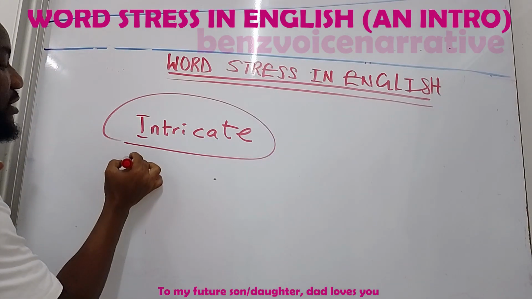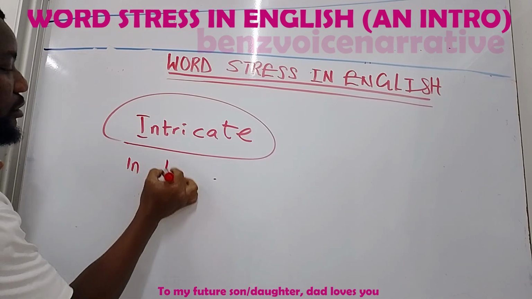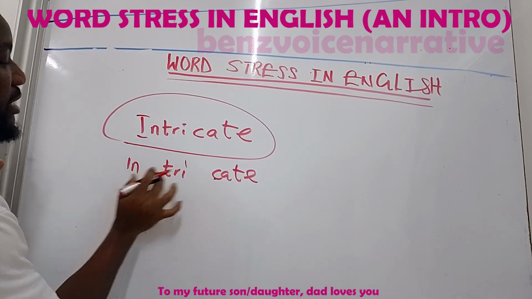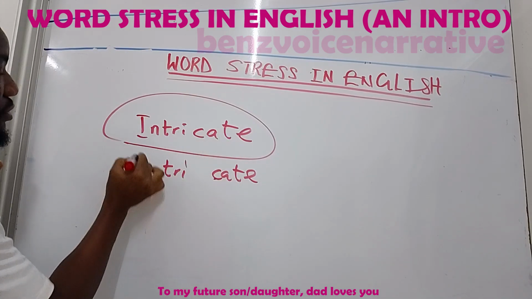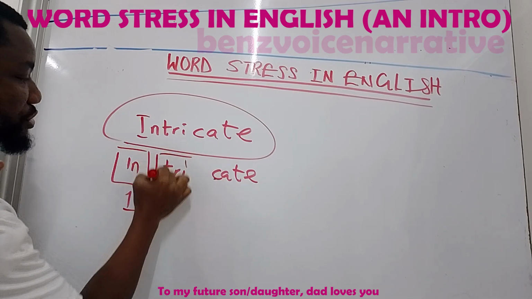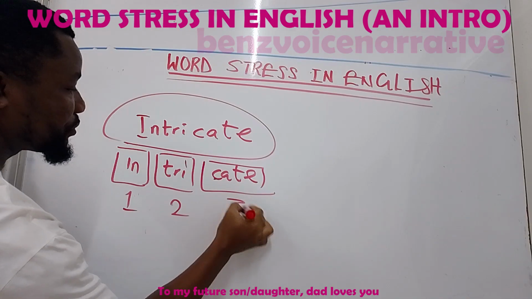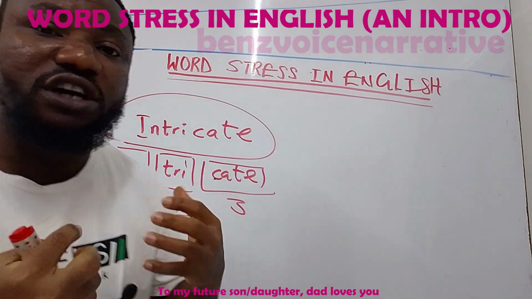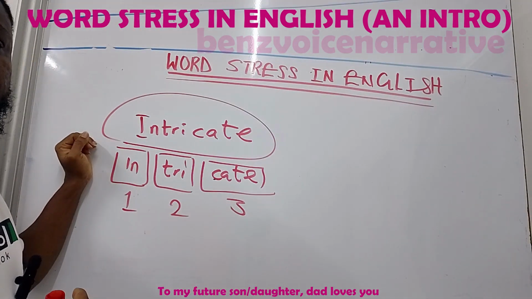Look at, if I say in, okay, that's a syllable. Intricate. This word has 3 syllables. In is number 1, tri is number 2, cate is number 3. So the smallest part of a word that can be produced with a single breath pause is what a syllable is.